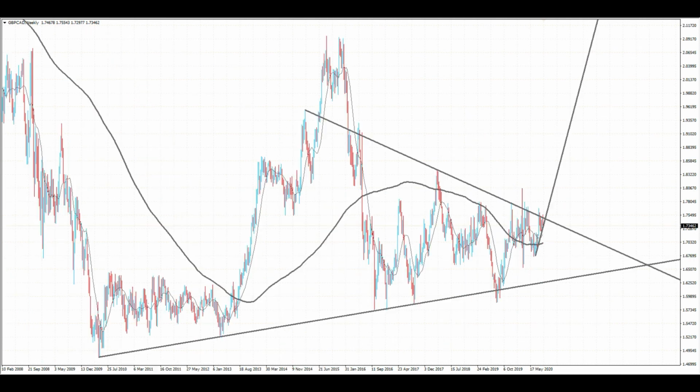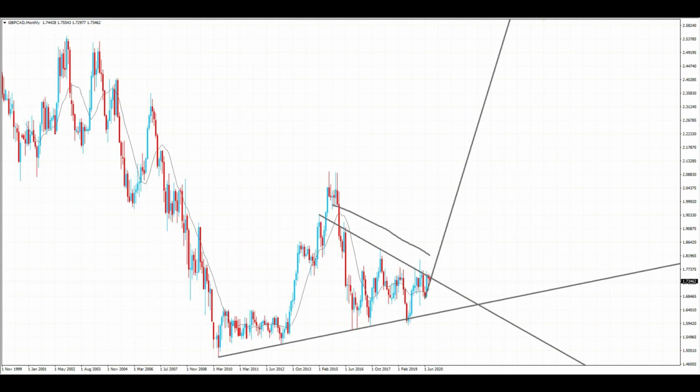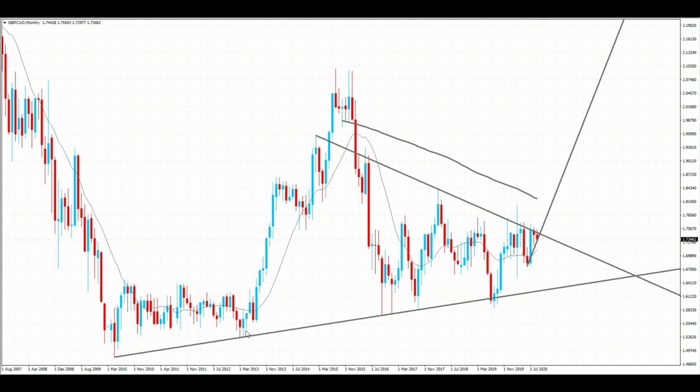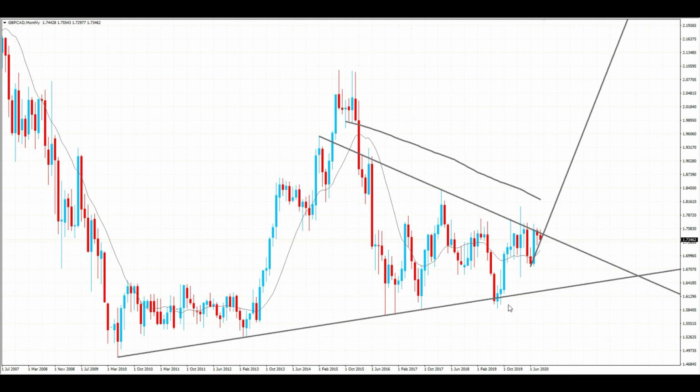If I zoom out to the monthly, you can see why. We have a test there again, multiple tests of wicks there, and a test there again. So we could be seeing a break to the downside and then another retest of that same trend line on the downside. But if we do get a break to the upside, we could be seeing price continue higher.